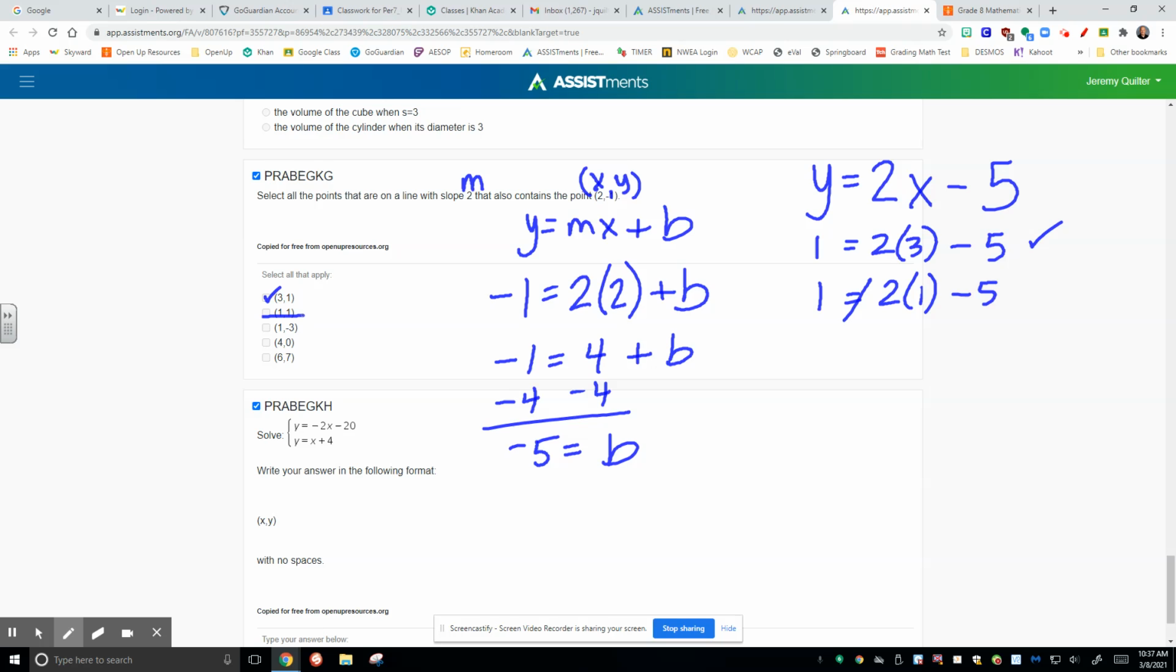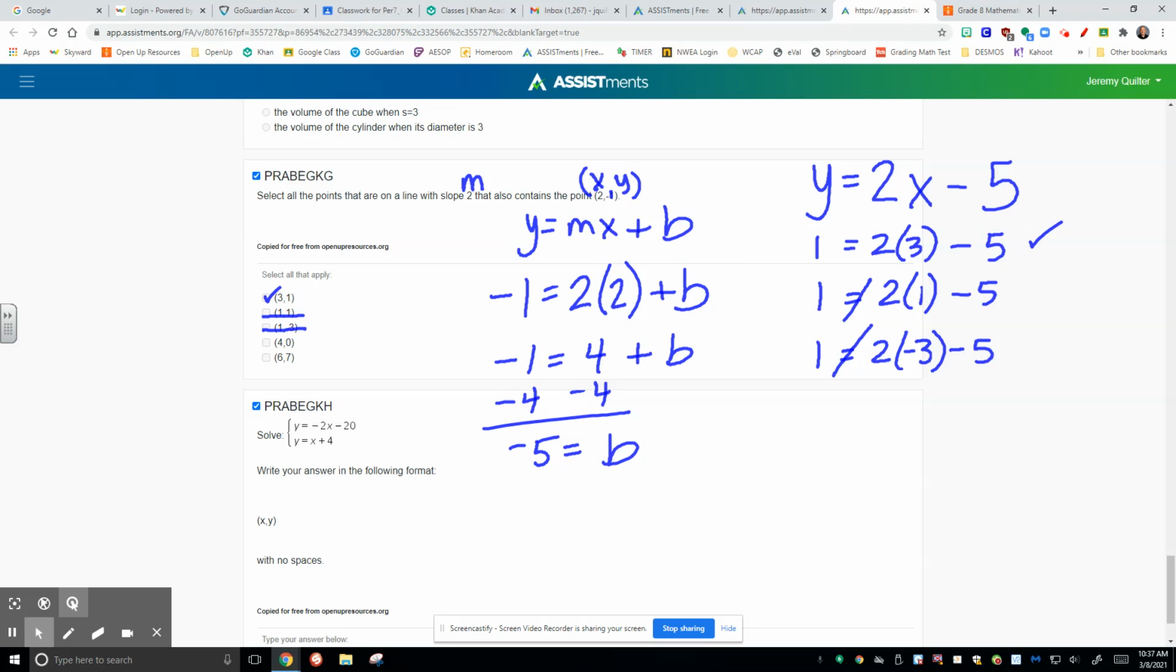Next, 1 and -3, so I have -3 for y. 2 times -3 minus 5. -3 times 2 is -6. -6 minus 5 is -11. That's not true, so that one's out. You get the idea. You need to substitute and solve for each one of them.